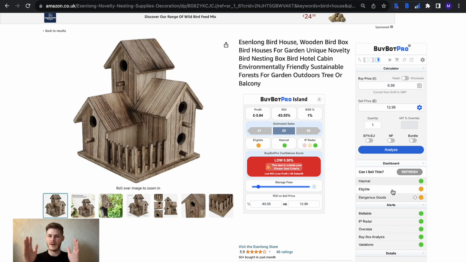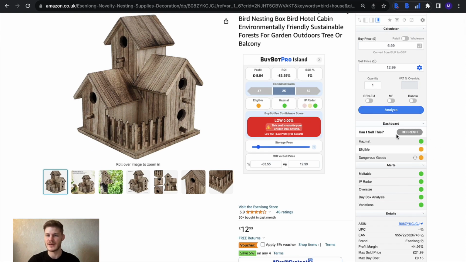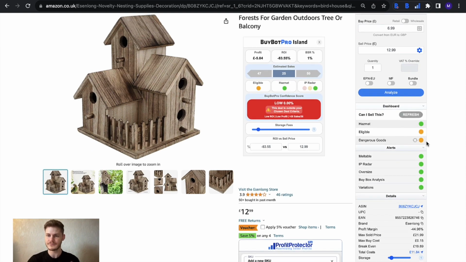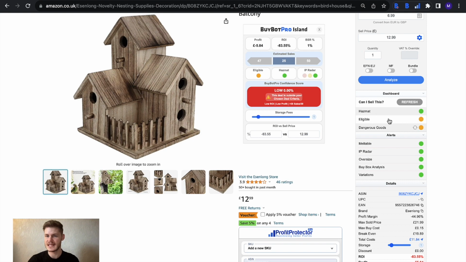BuyBotPro Island gives quite a lot of what we're going to talk about away right now, but we're going to look at it in the main panel. Initially we have the dashboard right here, whereby we can see the eligibility and dangerous goods. If you saw a red circle on any of these, we probably wouldn't want to go ahead with it.